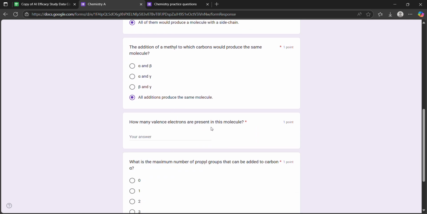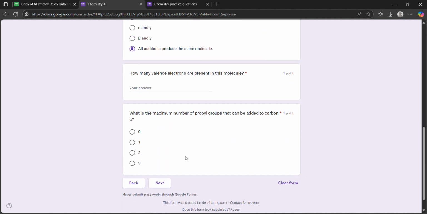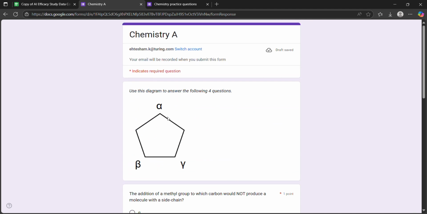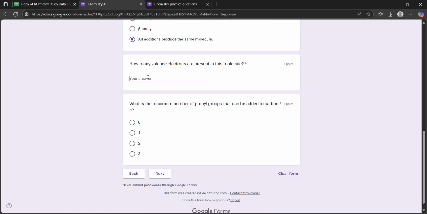How many valence electrons are present in this molecule? So this is 1, 2, 3, 4, 5 carbon atoms, so 5 into 4 is 20. 20 plus 1, 2, 3, 4, 5. I think there are two hydrogen atoms. So I think it will be around 5 into 4 is 20 plus 10. Yeah, so I think 20 plus 10 is 30.